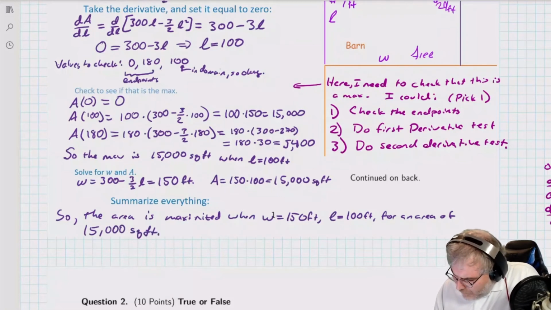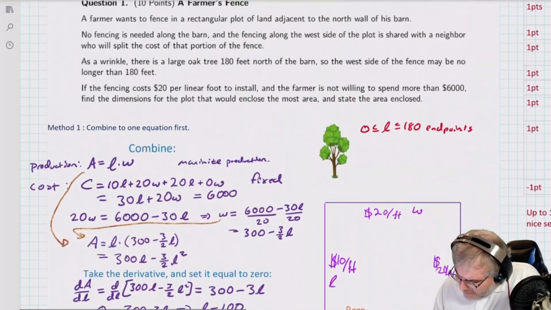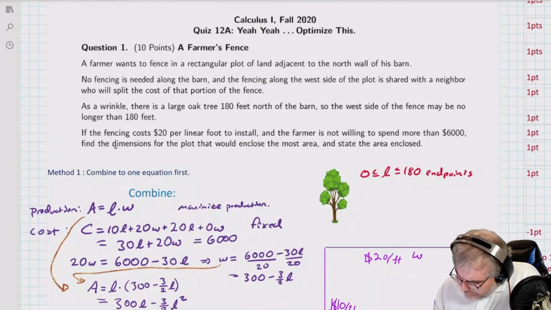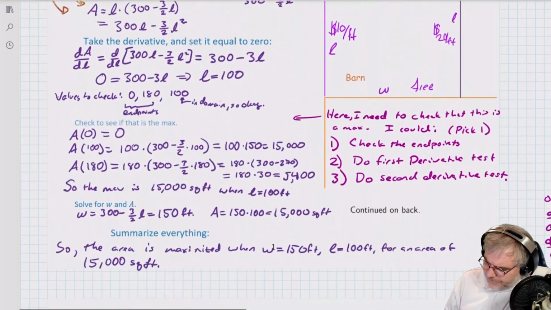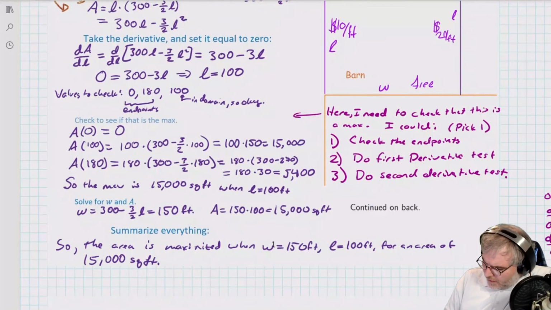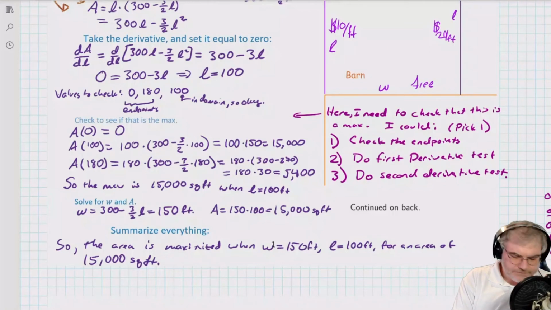All right, so I've written down what I meant, and now I'm just going to check. Did I answer the question? Right? So, find the dimensions of the plot. I did. And state the area enclosed. I did. Okay. So 1 to 5, how do we feel about the ending of that? And are there any questions?